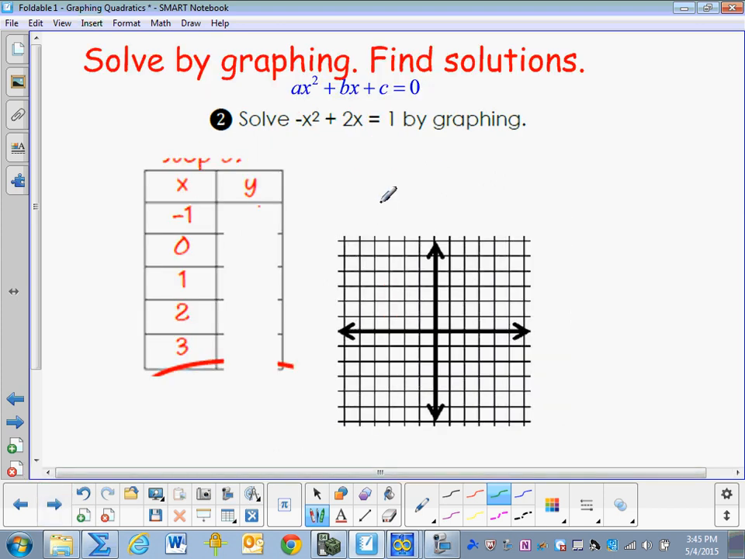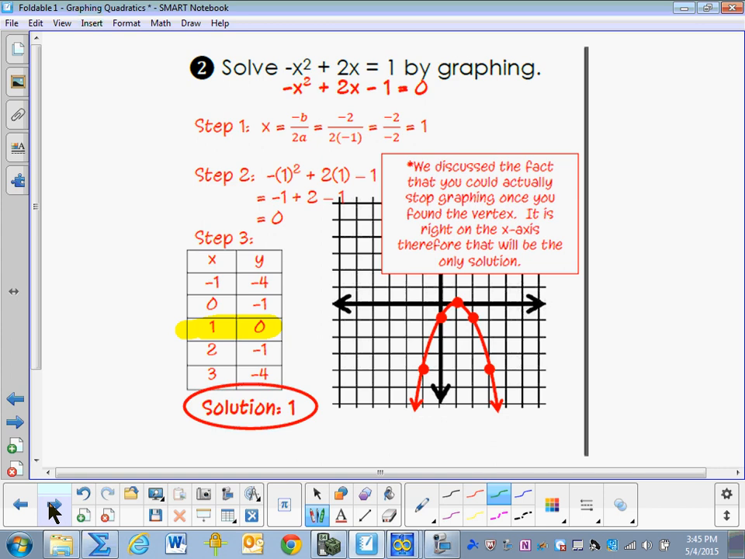Solve by graphing. Find the solutions. Remember to set the equation to 0. Our solution here is 1. The vertex is the solution. The graph only touches the x-axis in one spot.